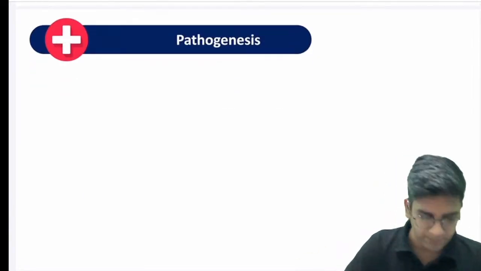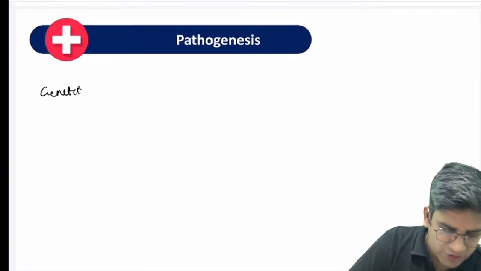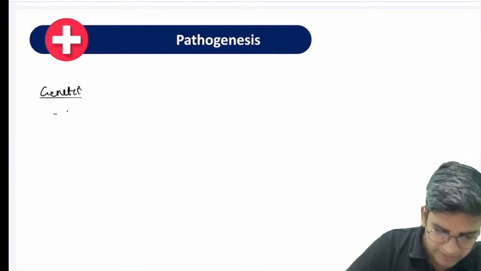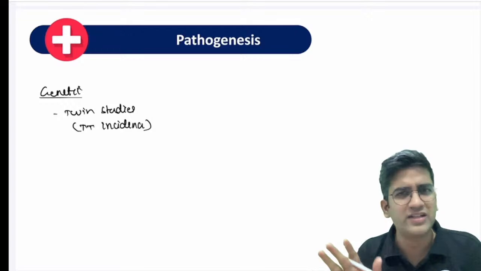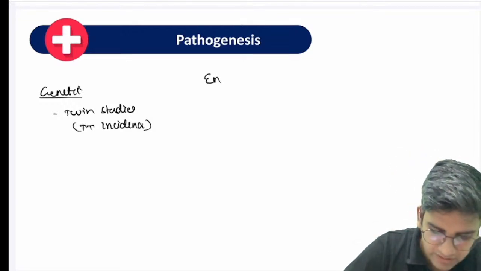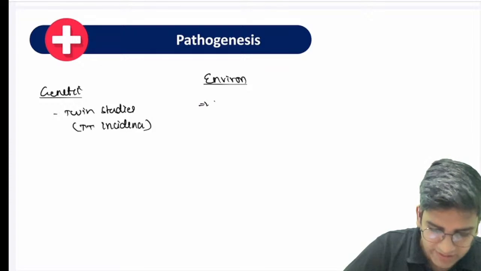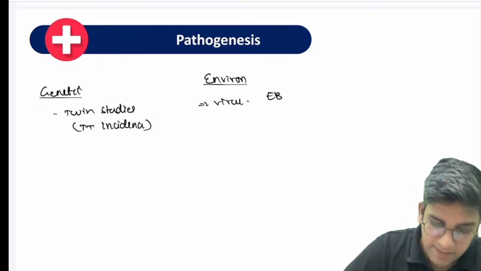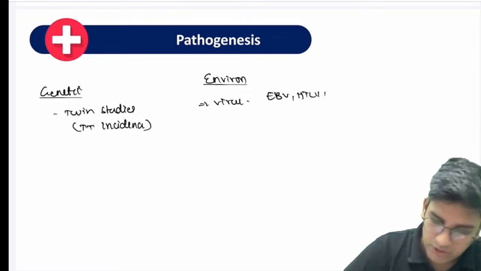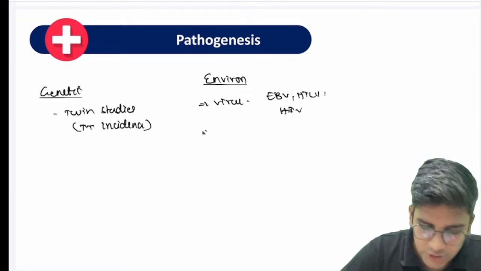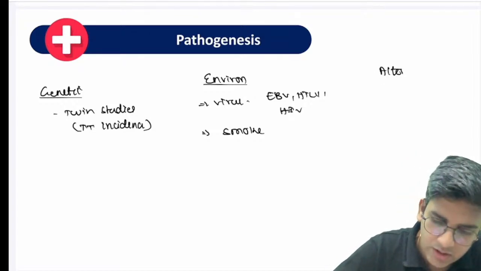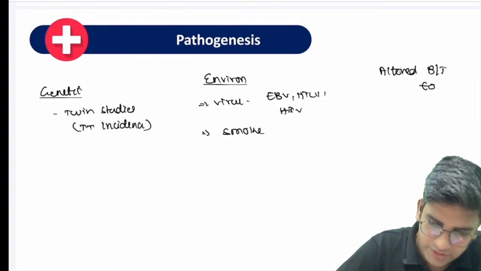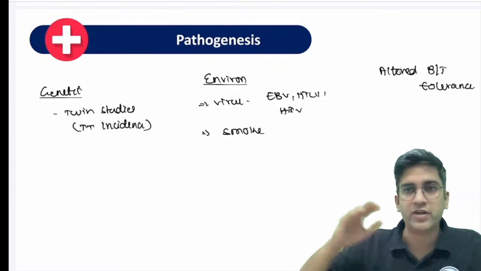Okay, again, same three things. Genetic factors: I don't have any strong genetic influence for Sjogren's, so you can write that twin studies have shown increased incidence, which means that somewhere there is a genetic etiology. There are a few HLA associations, but not very strong for Sjogren's, fine. Then environmental, two things. One, viruses. There are many viruses: EBV, HTLV-1, and HIV can also trigger Sjogren's. And smoking. These are two things which are supposed to trigger Sjogren's, and obviously your altered B and T cell tolerance. Okay, that's by default common for every autoimmune disorder, right?